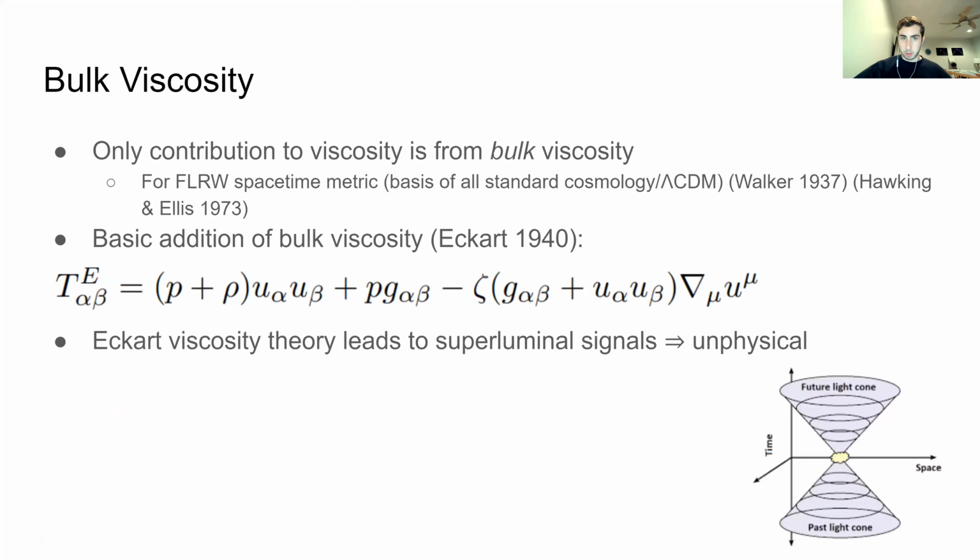So specifically, it's bulk viscosity that we're talking about, because for the space-time metric, that's pretty much the standard in cosmology. Bulk viscosity is the only type that actually makes a contribution. But in the original paper from Eckart, it's the same form for T, except now you have this additional term with zeta being a viscosity coefficient, and it comes from the divergence of the flow velocity. So the problem with this theory is basically that you can get superluminal signals, which obviously doesn't make it physical because that violates relativity, so we need a new theory.